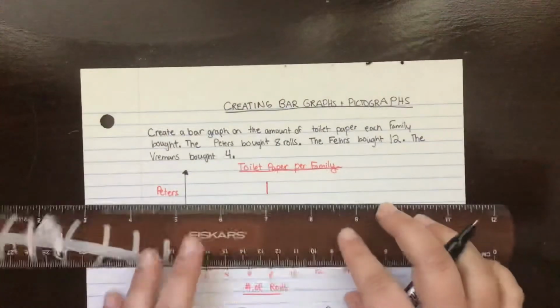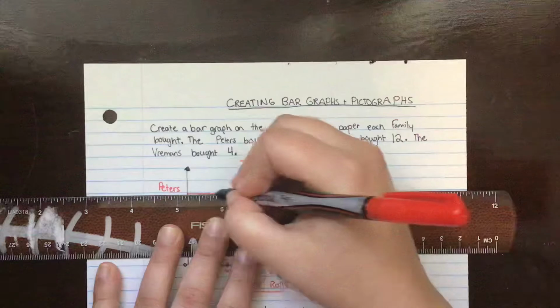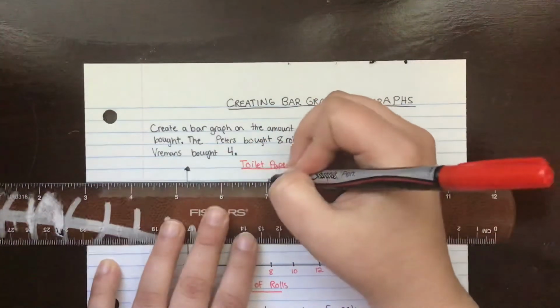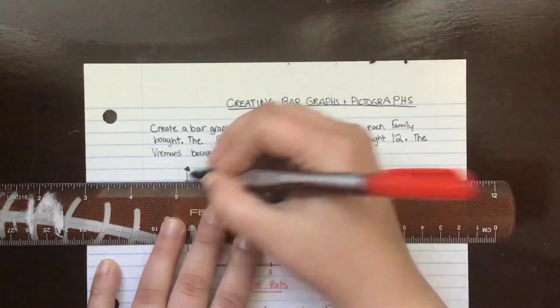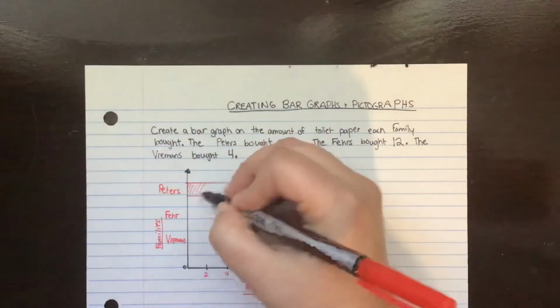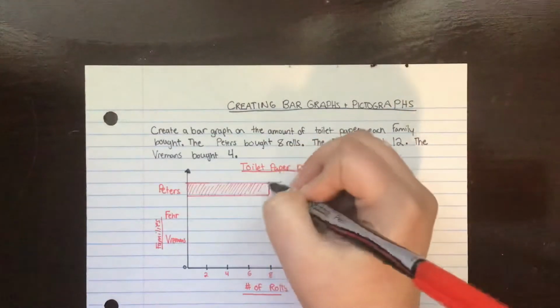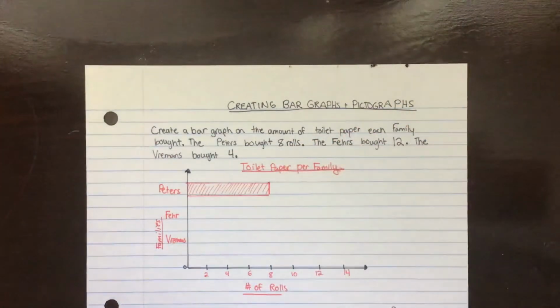Once I've drawn that line, I can connect the actual bars. It is best to use a ruler because then you are going to get nice and straight bars, and those always look better than crooked bars. And then we just color it in. I'm using lines because I'm in a pen, but you can color with a pencil fully. There you go. Now I go to the Fairs.